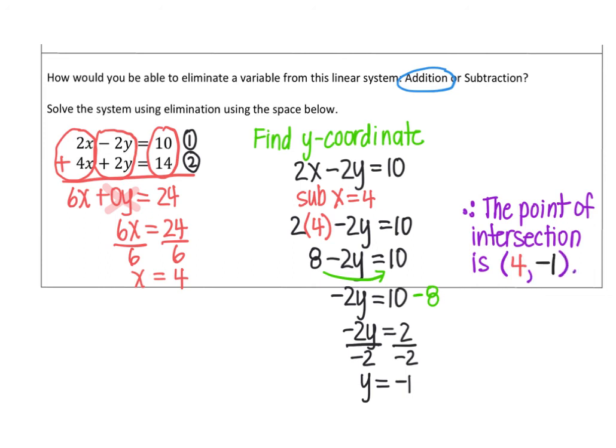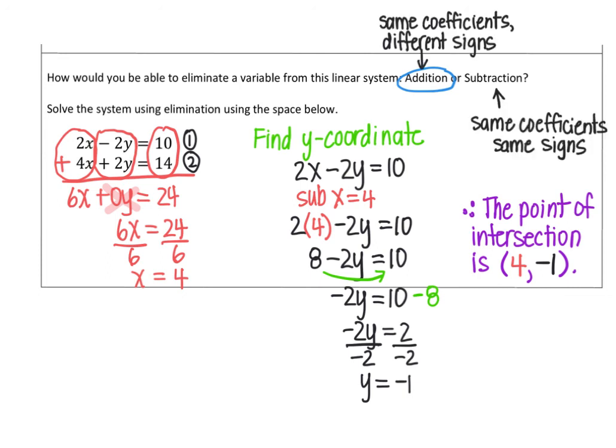And that's how we use elimination to solve a linear system. Sometimes we'll add. If the coefficients of one of the variables are different, adding will be allowed. And if the coefficients are the same, we'll have to subtract. And when we do subtract, we'll need to be careful that we subtract each term correctly.